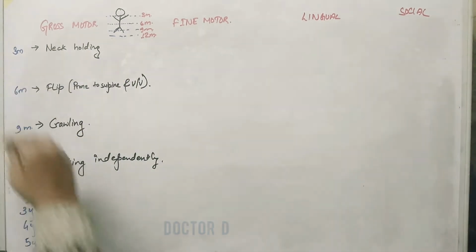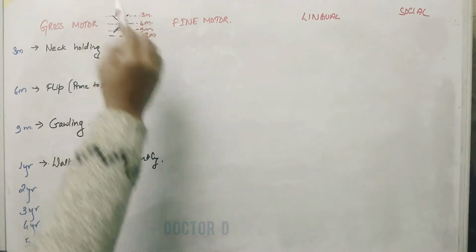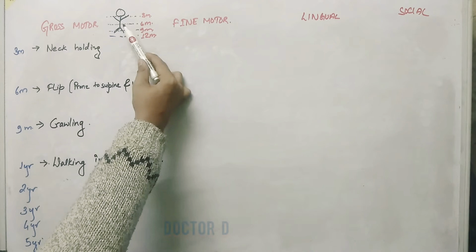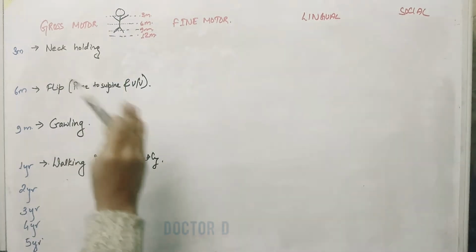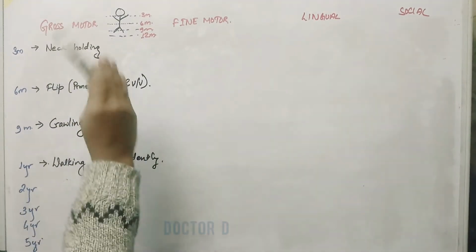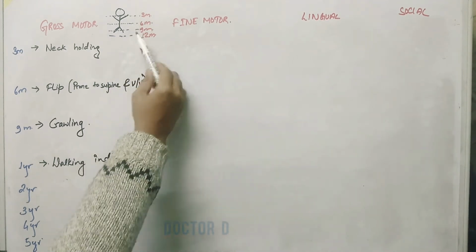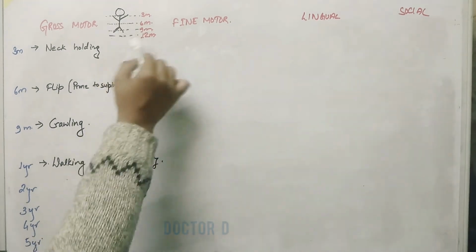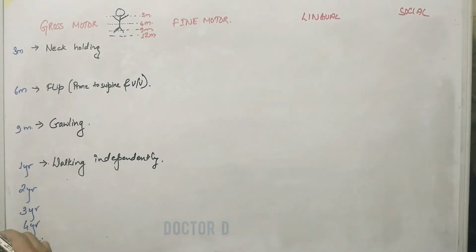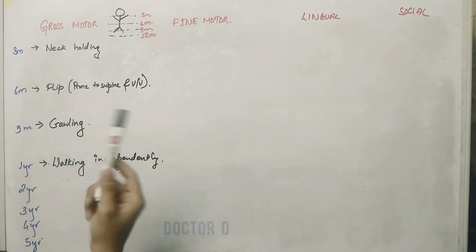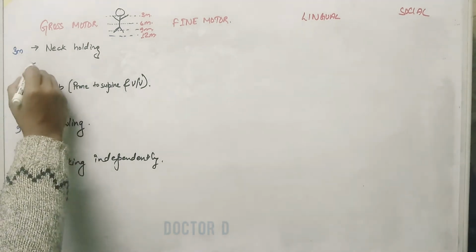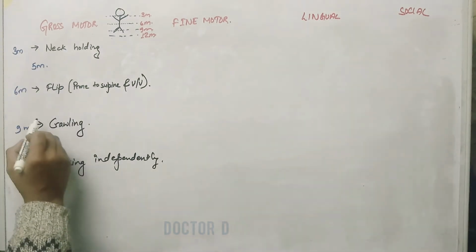So this is an easy way to remember through this stickman. At 3 months there is neck holding. At 6 months there is flipping, the child can flip from prone to supine and supine to prone, vice versa. At 9 months the child will start crawling, and at 12 months the child can walk independently. In between these events, some more events occur, at 5 months and at 8 months.